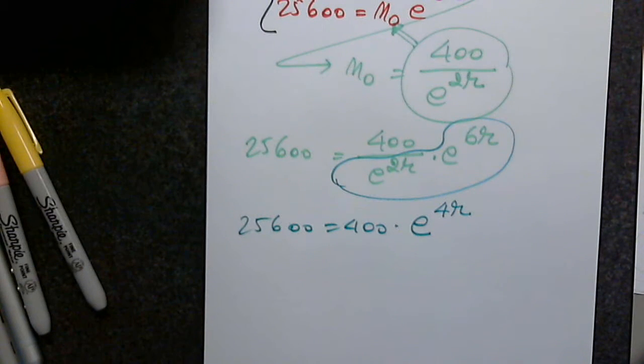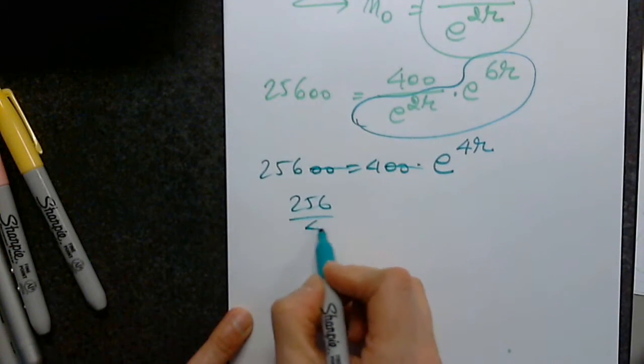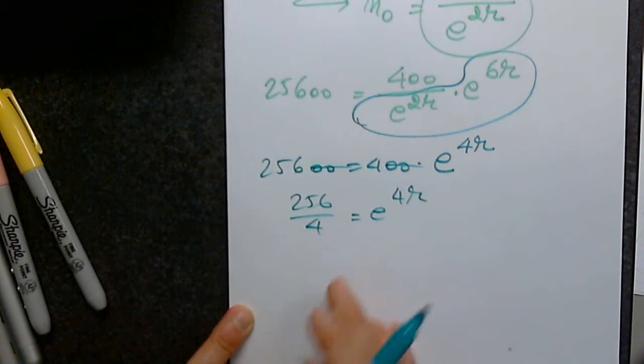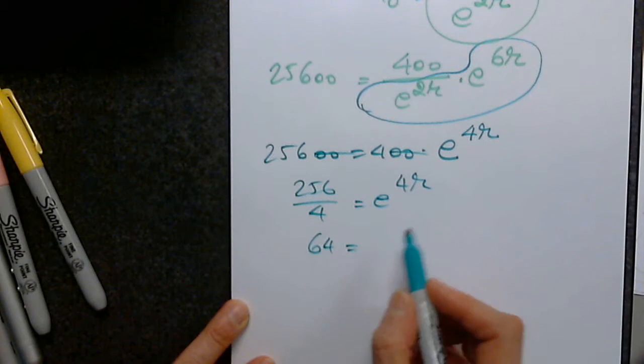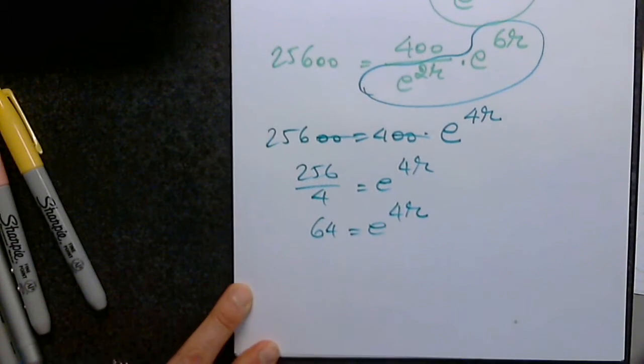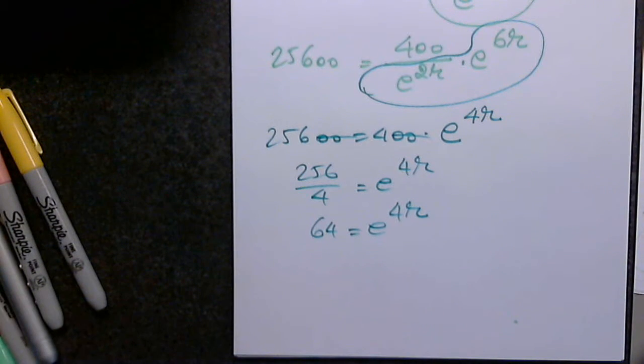I'm getting much closer now. This is an exponential equation. It's not fully cleaned up, however. Divide by? That's it. So I divide by 400. So 256 over 4 equals e to 4r. How much? 64. Very good, thank you. And now I know how to solve. What should I do?